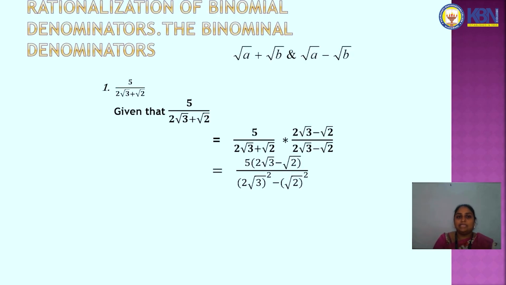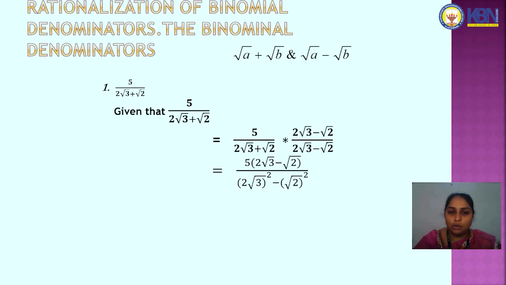The next topic is rationalization. When we are given a problem like 5 by cube root 2 plus root 2, where the denominator contains radicals, this type of problem can be solved by doing the rationalization. Here root a plus root b and root a minus root b are the conjugates of each other.